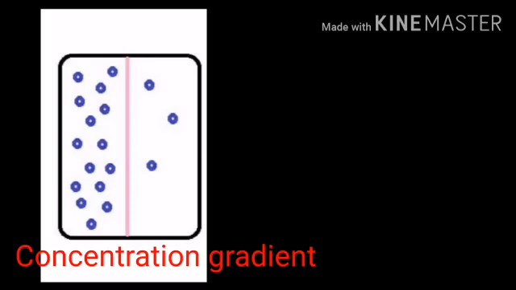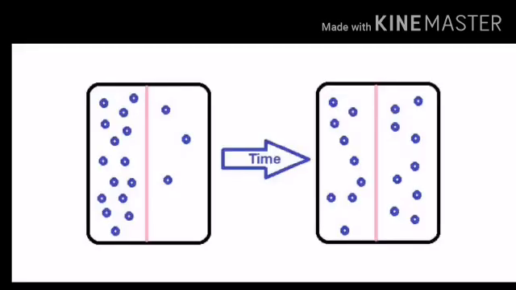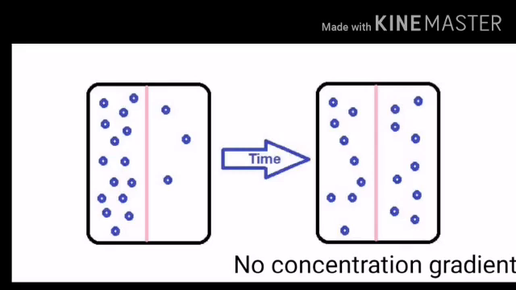Now, what do you think is going to happen? Well, all of these particles are going to move from left to right as we have more particles on the left than we have on the right. As time goes on, it's going to look something like this. If we let enough time go by, we see that we should no longer have a concentration gradient.